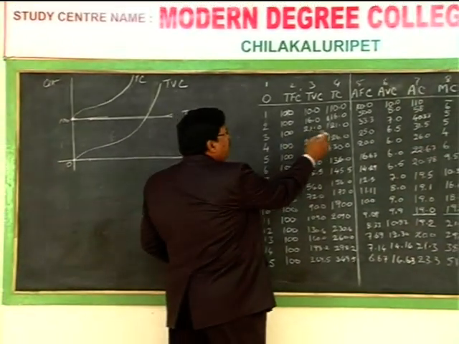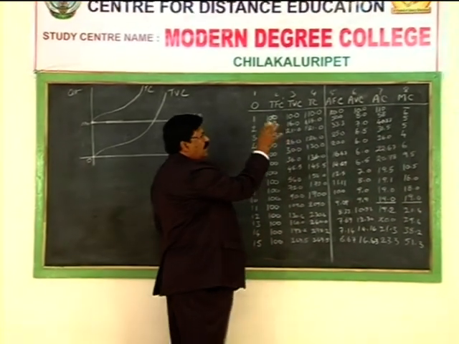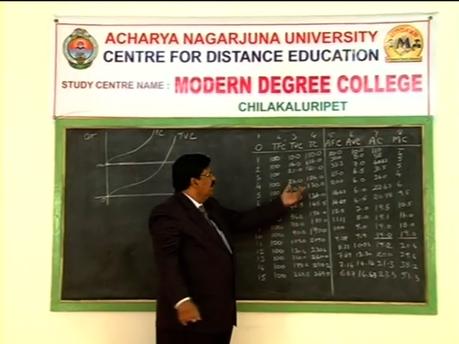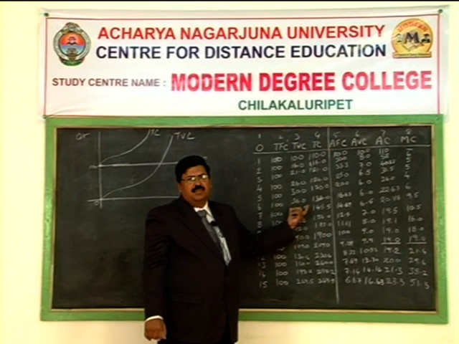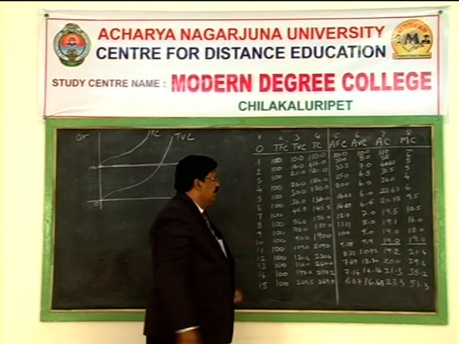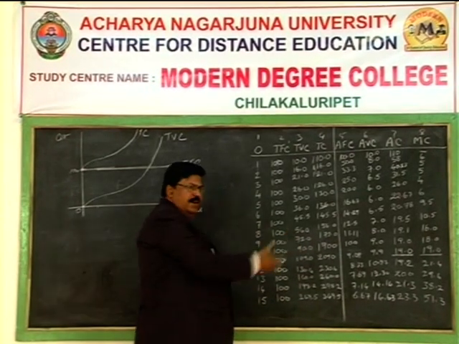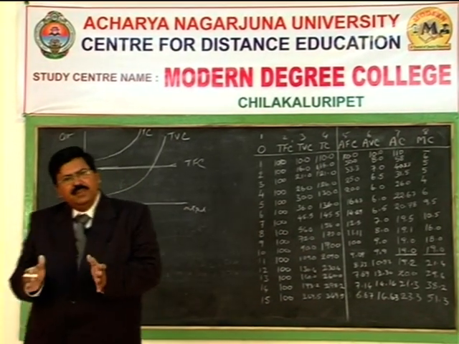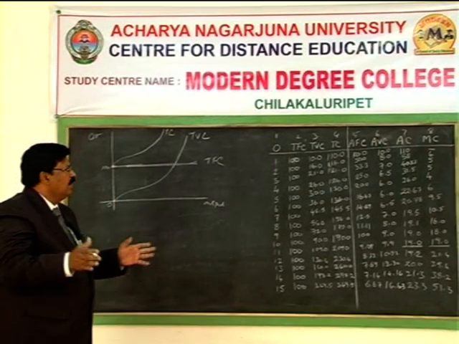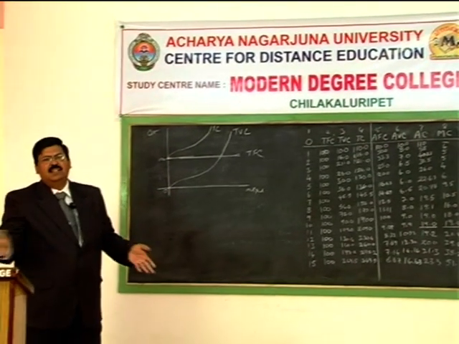The important point to remember is, in the numerical table and in the graphical presentation, you can see that the difference between total cost and total variable cost is always equal. They are always separated by 100. For example, the fixed cost component is the same throughout. So the difference between total cost and total variable cost is constant.